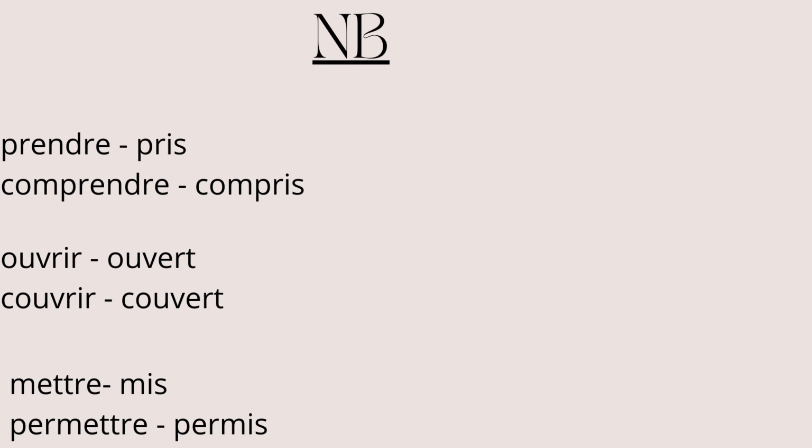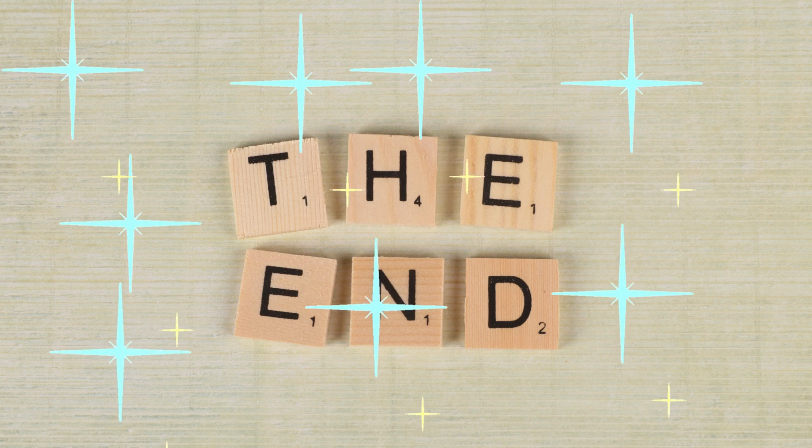Now, NB. This is something you should just know. For certain verbs, like prendre, you can see that a verb like comprendre contains prendre. So if the participe passé for prendre is pris, automatically the participe passé for comprendre, since it has an element of prendre in it, is going to be compris. Same goes for ouvrir and couvrir. Ouvrir's participe passé is ouvert, so couvrir's participe passé is going to be couvert. Same goes for mettre and permettre. You can see an element of mettre in the word permettre, so automatically.